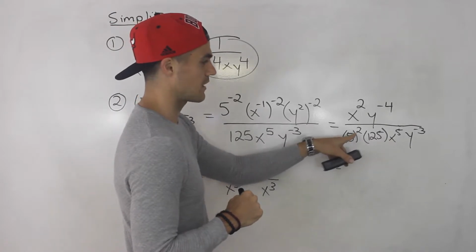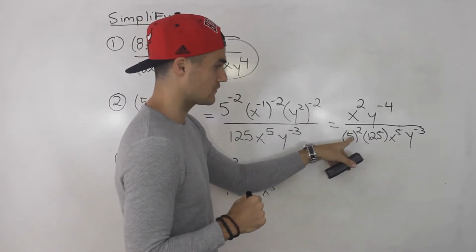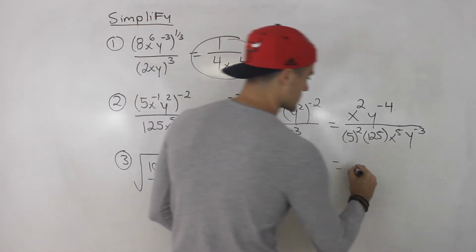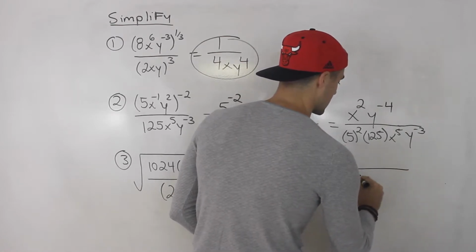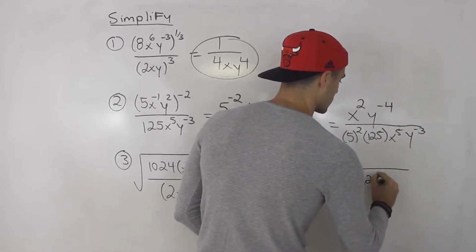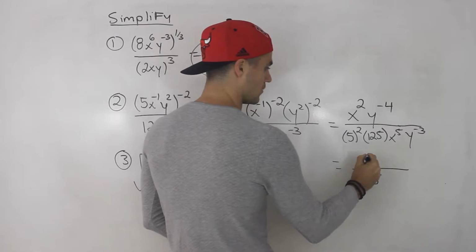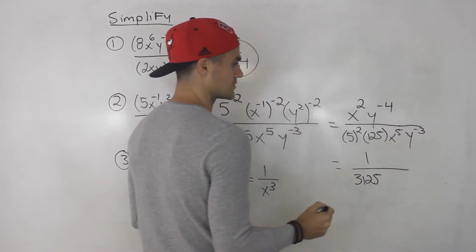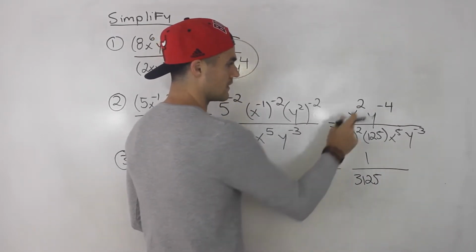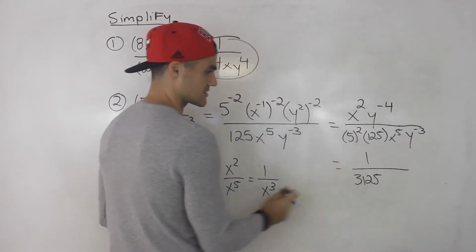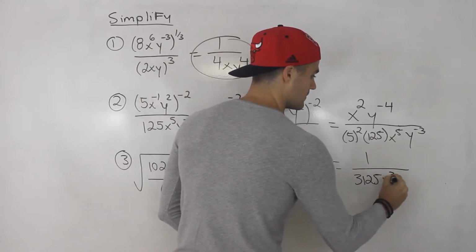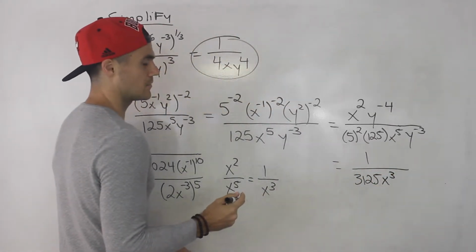Here we have 5 to the power of 2, which is 25, and then 25 times 125 gives us 3,125. And then there's no coefficients left up top, so there's just a 1 up top. x squared over x to the 5 simplifies to x cubed in the denominator.